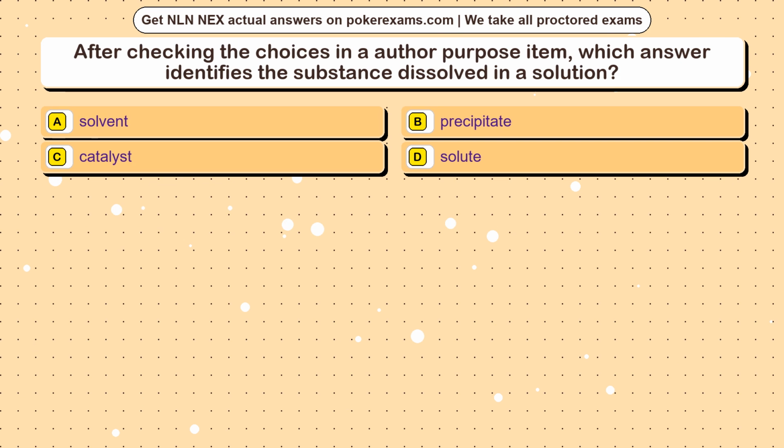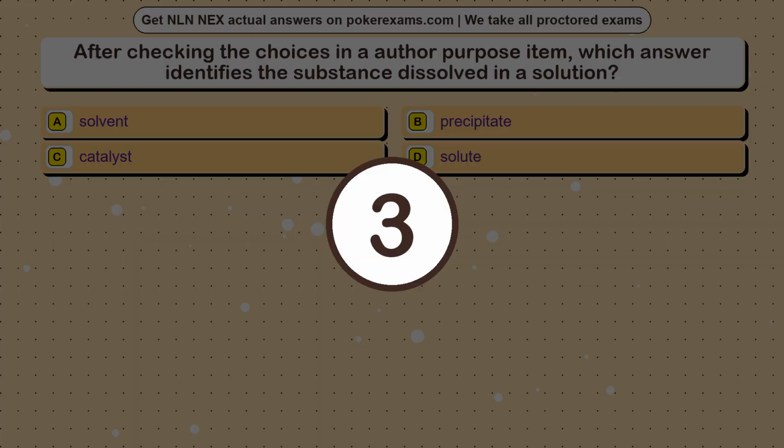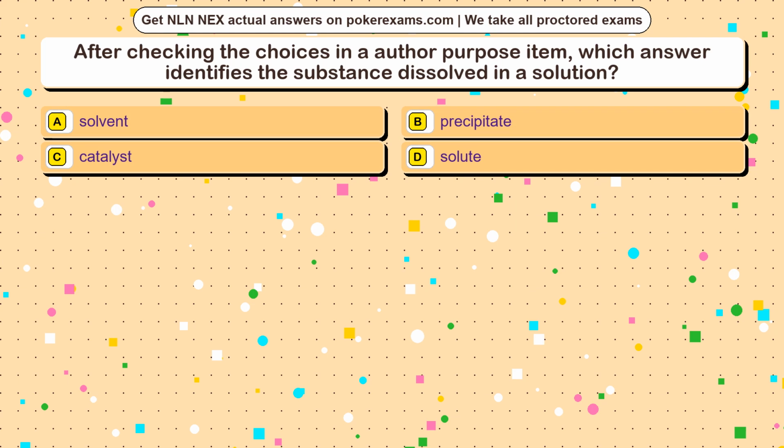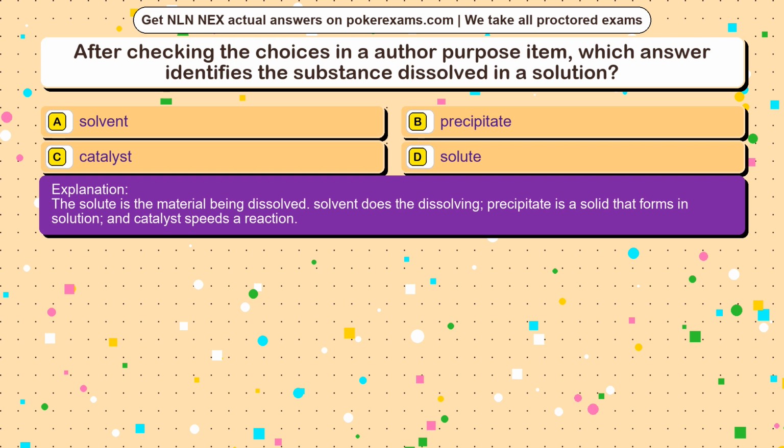Question 3. After checking the choices in an author purpose item, which answer identifies the substance dissolved in a solution? Option A, solvent. Option B, precipitate. Option C, catalyst. Option D, solute. The correct answer is option D. The solute is the material being dissolved. Solvent does the dissolving. Precipitate is a solid that forms in solution, and catalyst speeds a reaction.